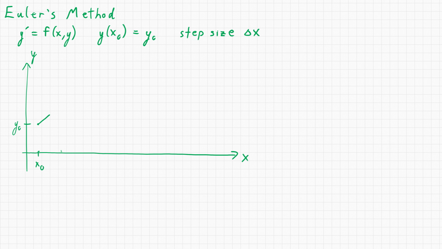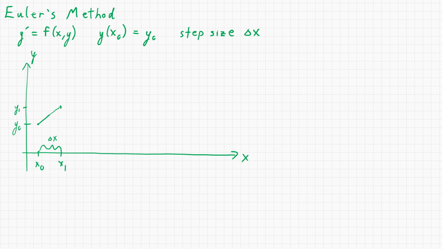So let's see, I'll call this x1. And so the difference between x1 and x0 is delta x. So I do have to extend my line up a little bit. So something like that. All right. So this new point is also the value of y1. All right, and then we keep doing that over and over again.